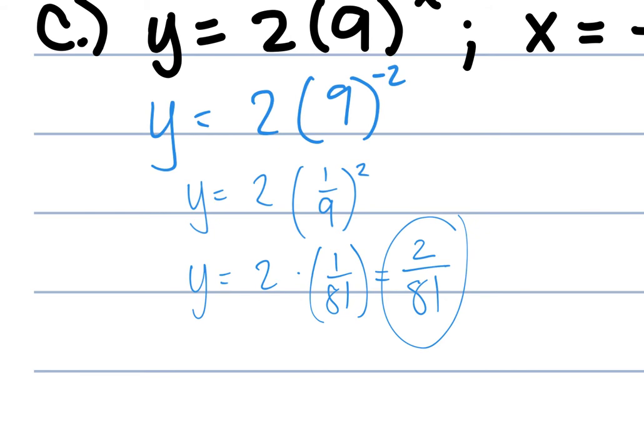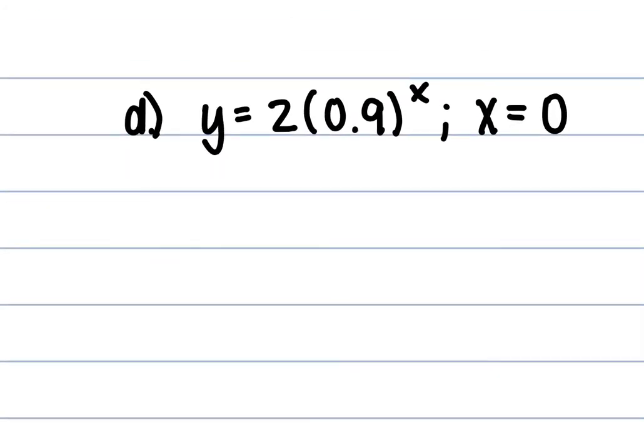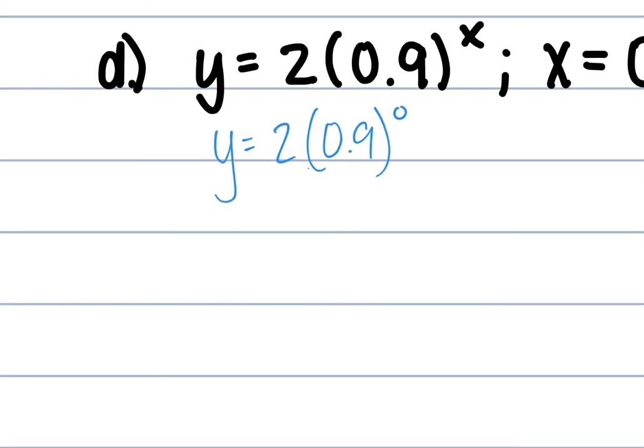Imagine if that was the last question. Oh, wrong one. D. Y equals 2 times 0.9 raised to the 0. What do I get? I get 1 for this. And so y equals 2.